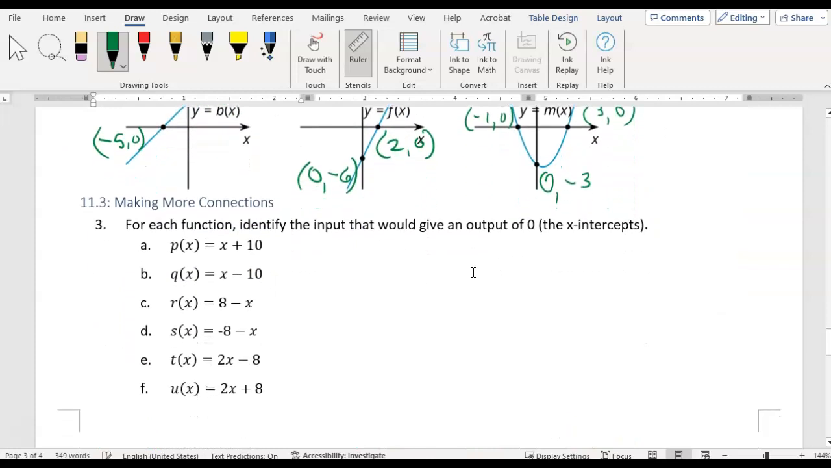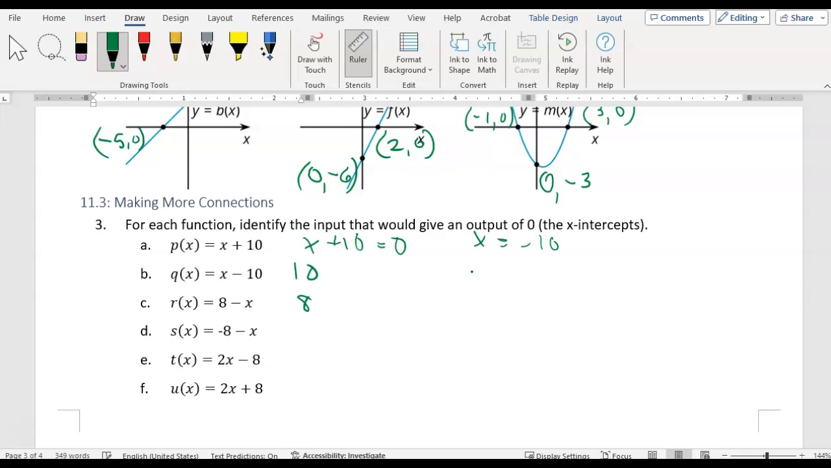All right, it says for each function, clearly identify the input that would give the output of 0. Again, this is the same thing you just did above. If we have x plus 10 equals 0, then x equals negative 10. That would give us an output of 0. 10 minus 10 gives us 0. 8 minus 8 gives us 0.